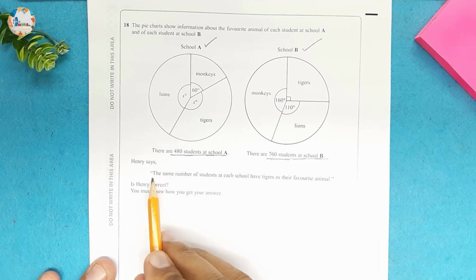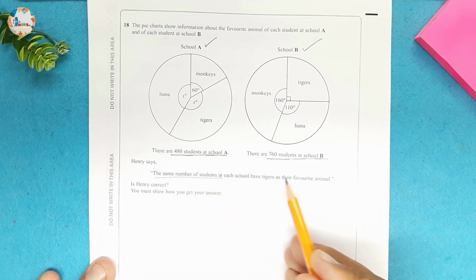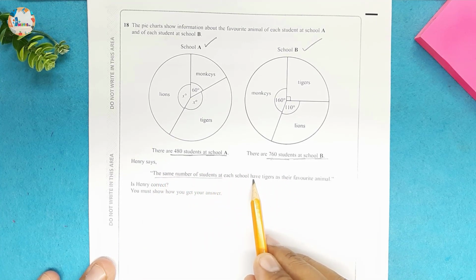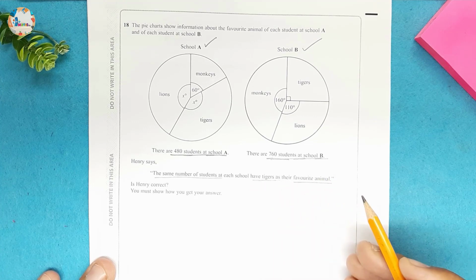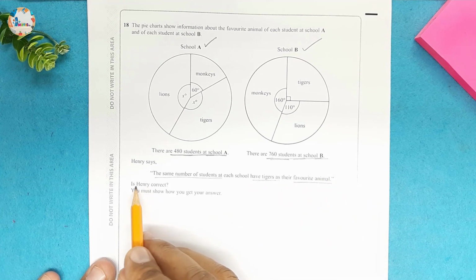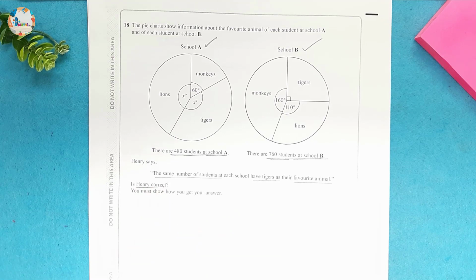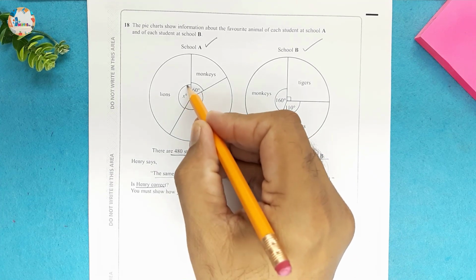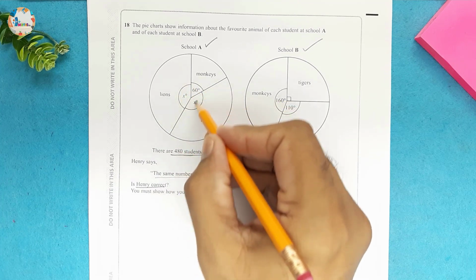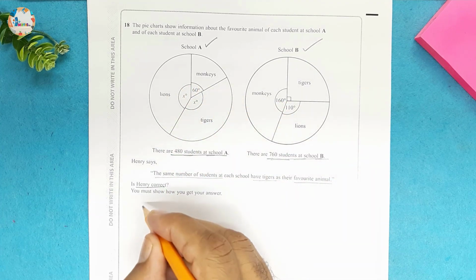Henry says the same number of students at each school have tigers as their favorite animal. Is Henry correct? And we have to show how you get your answer. To check this, we can check this angle. Basically, this is x, this is also x. So this complete angle is 360.